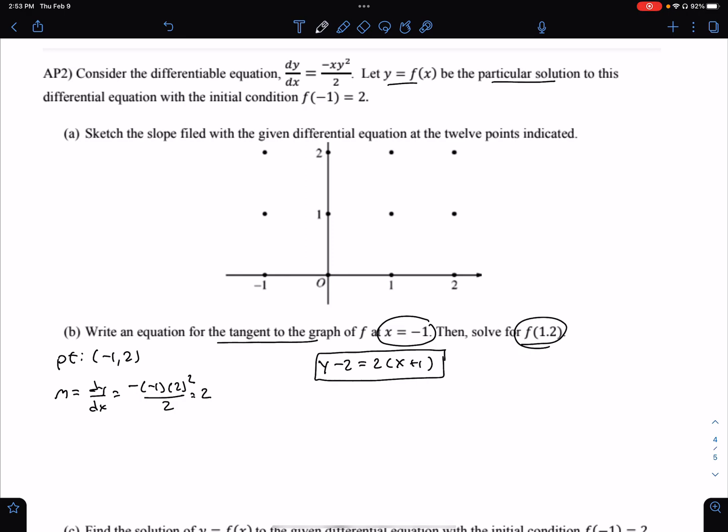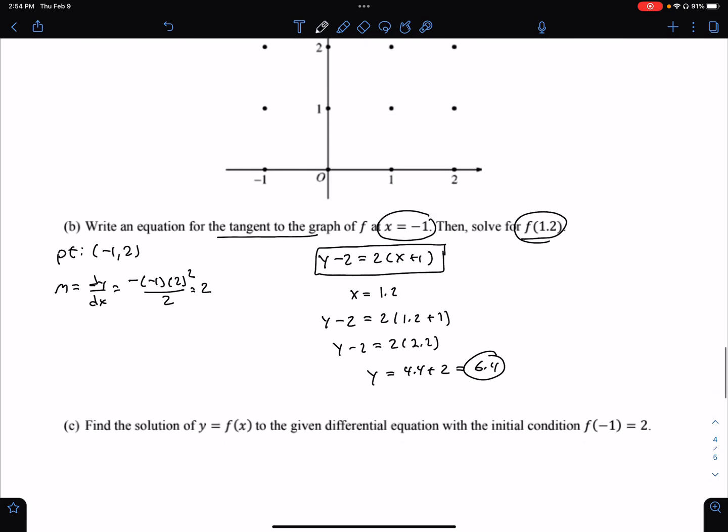And now they say solve for f of 1.2. So they're just saying we're going to let x equal 1.2, and I'm going to plug that in. y minus 2 equals 2 times (1.2 plus 1). That's interesting. I'm just going to plug it in. y minus 2 equals 2 times 2.2, and that's 4.4, plus 2, which is 6.4. And there's our approximate value right there. All right, very easy to do, very fun to do. Look how easy that is.